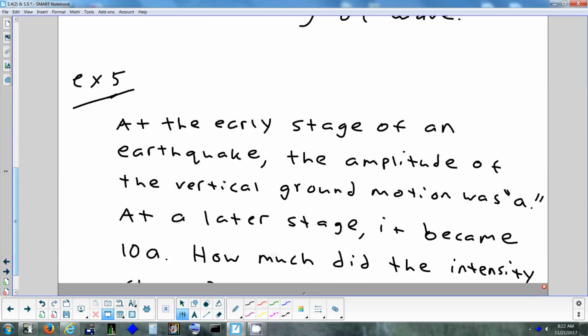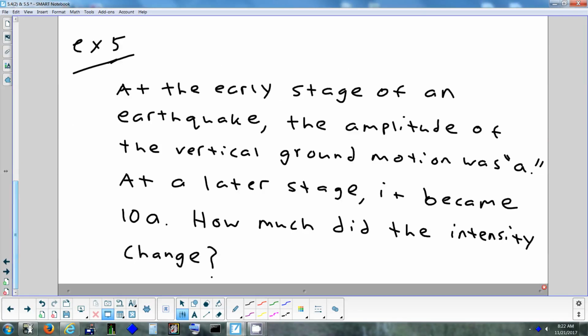Given all else equal, if the vertical ground motion increases by a factor of 10, how much would the intensity change on the Richter scale? Now again, we already know it should be 1. But let's go through and figure that out.